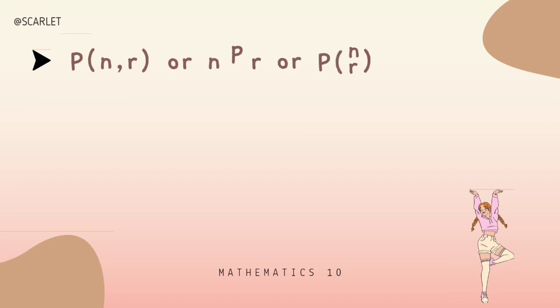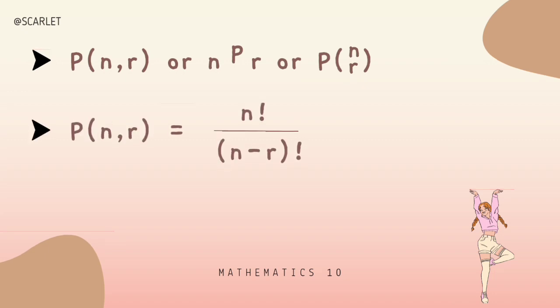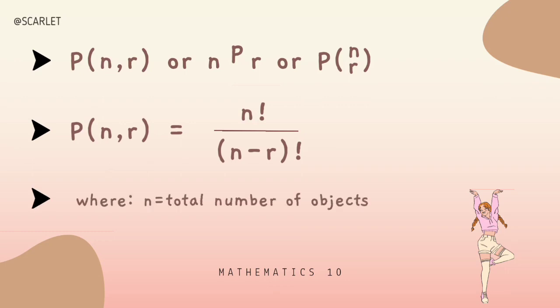Permutation of n objects taken r at a time can be denoted by these symbols. It can be denoted in different ways. Permutation of n objects taken r at a time is equal to n factorial over quantity n minus r factorial, where n is the total number of objects and r is the number of objects taken at a time. We can use this formula in evaluating permutation of n objects taken r at a time.